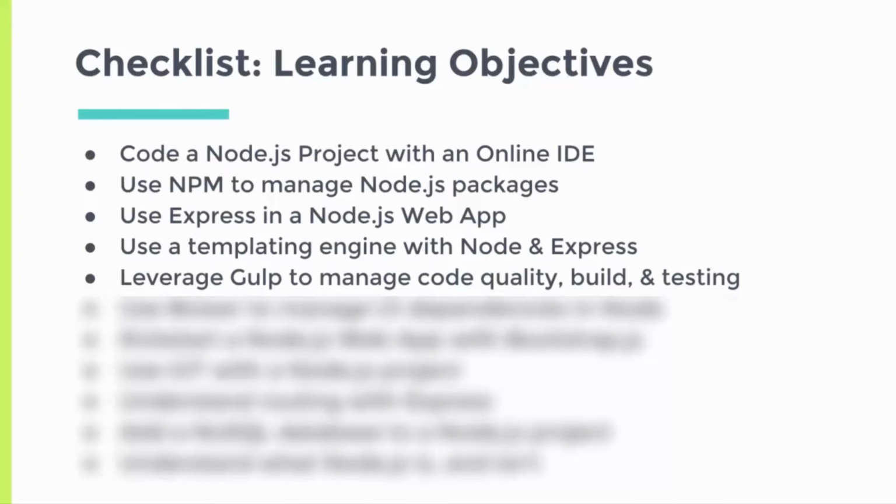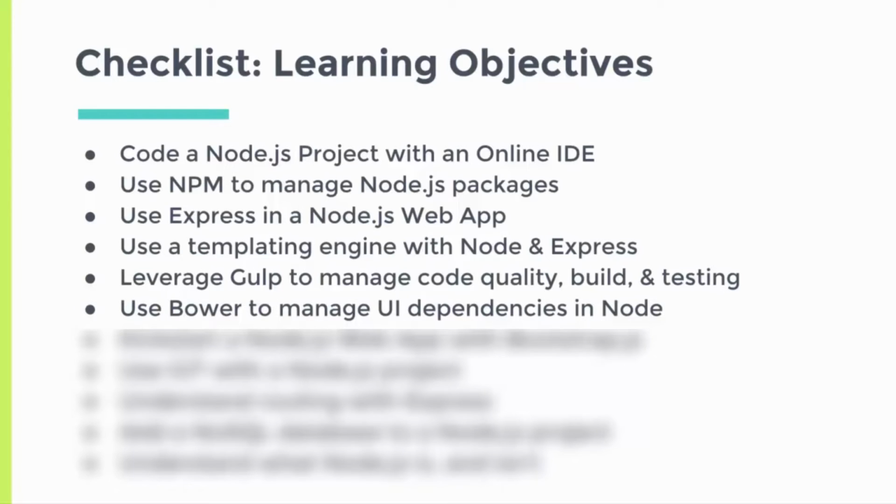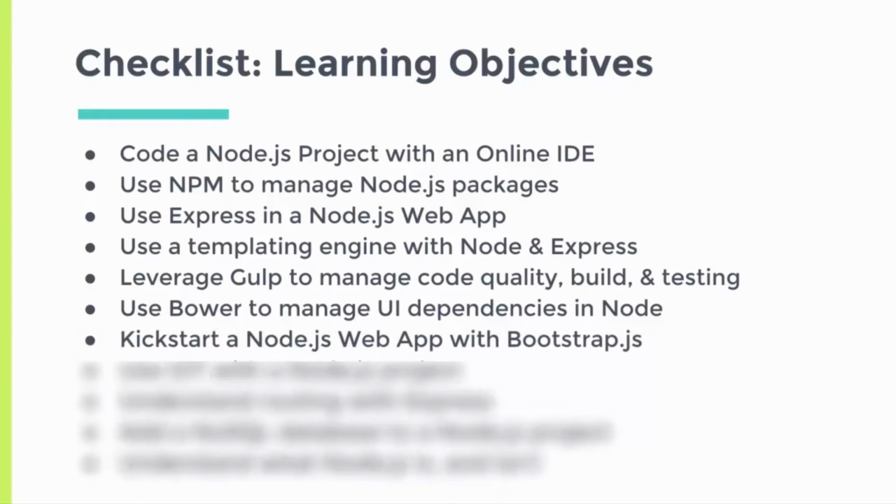Leverage Gulp to manage code quality, build, and testing. Gulp is going to be our little monkey. It's going to do a bunch of things for us that we don't want to do, and it is a great tool. Use Bower to manage UI dependencies in Node. Bower is a package manager that we'll be using on the front side, and it will manage all of our packages on the UI.